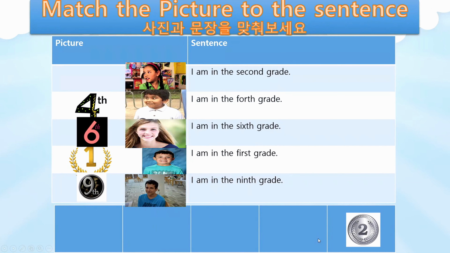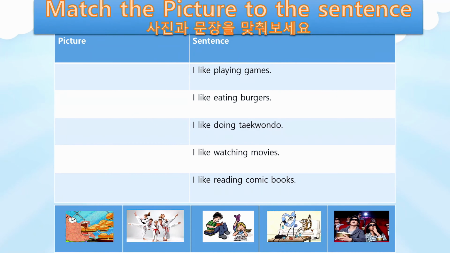Okay, next. A two, the last one. I am in the second grade. Two, second, yes. Go there, go. Come on, go there, please. All right, go. Good job. Another one, okay.